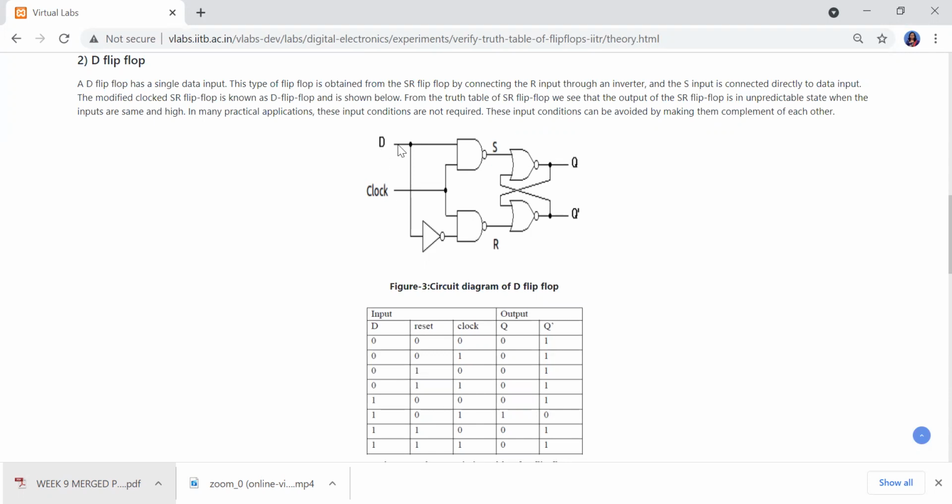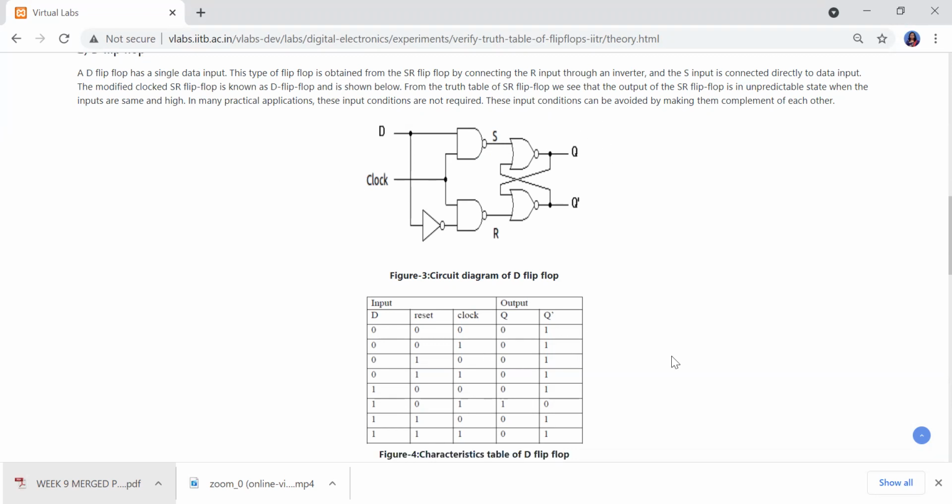So in this flip-flop, if clock signal is applied, then Q will be 0 if input D is 0 and Q will be 1 if input D is 1. So on the application of the clock signal, Q will follow input D. And if clock signal is not applied, in that case, Q will remain as in its earlier state.